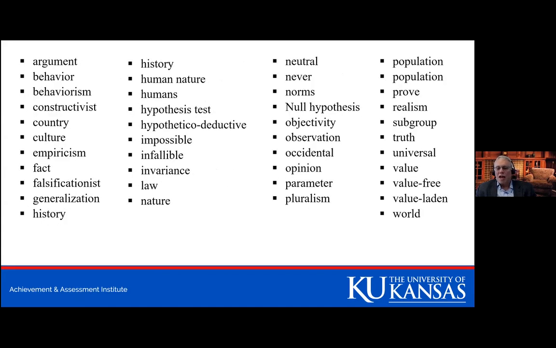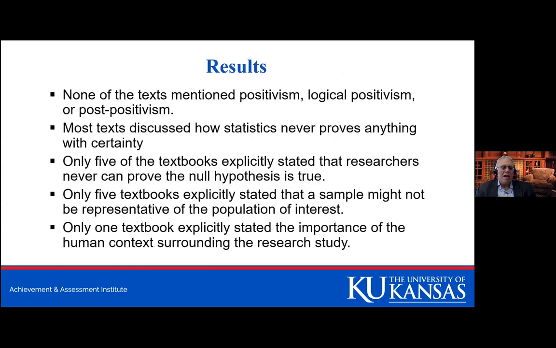In advance of our analysis, we chose 41 search terms, and the results were none of the texts mentioned positivism, logical positivism, or post-positivism. Most texts discussed how statistics never prove anything with certainty, thank goodness, that they at least did that. Only 5 of the textbooks explicitly stated that researchers never can prove the null hypothesis is true. This was outstandingly problematic for those that didn't, I believe.